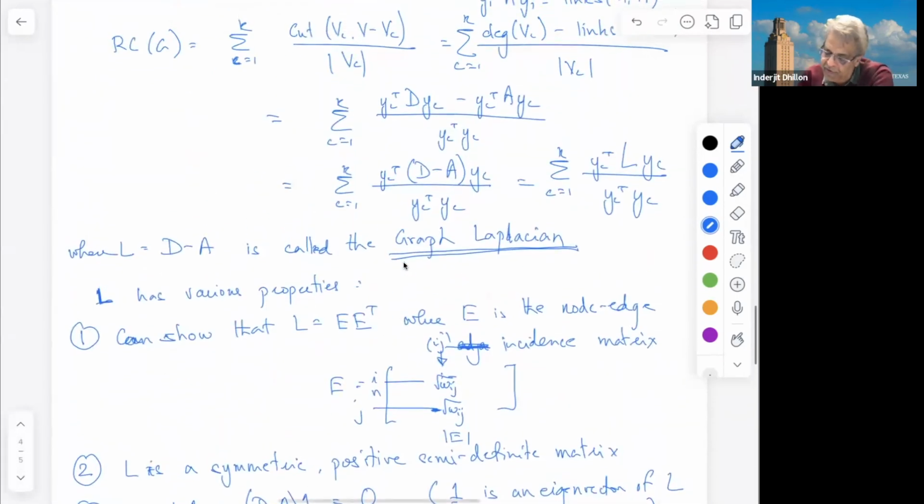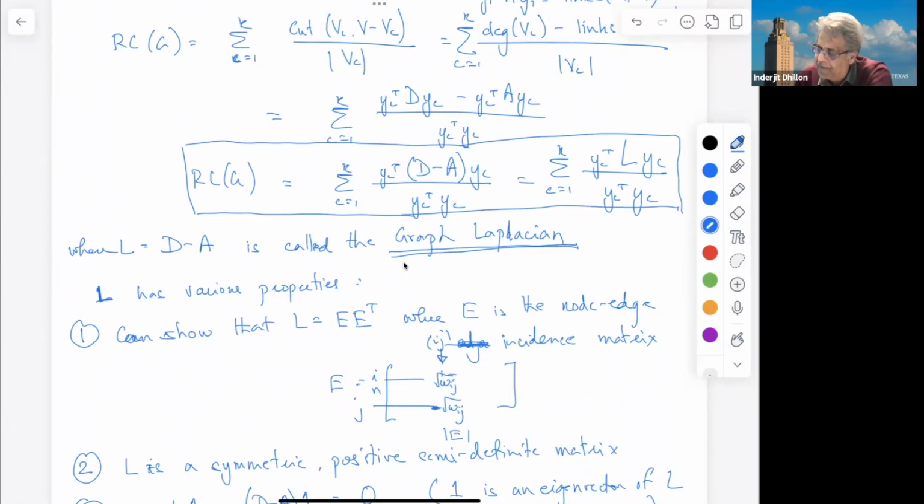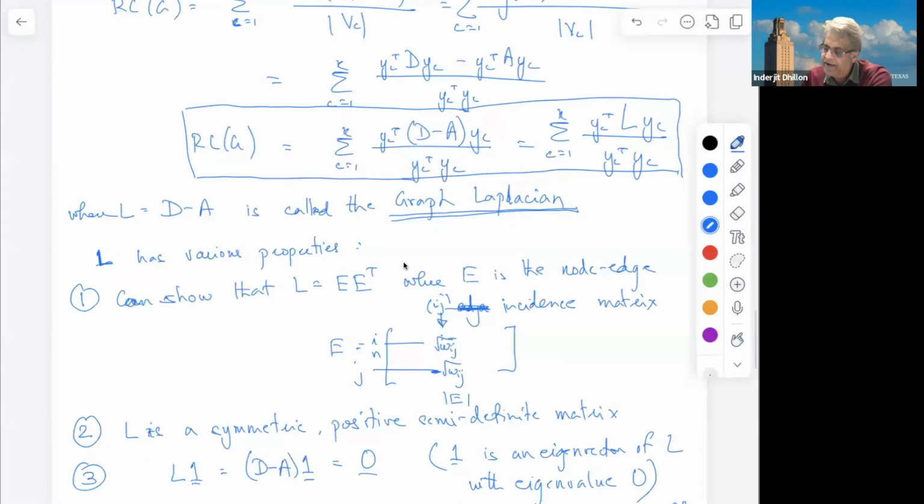So now remember that we showed the ratio cut of G. Sorry, I'm throwing probably a lot at you, but I think it's a useful thing to know the graph Laplacian, because graph analysis is an important part of machine learning. So I didn't want to ignore it. Okay, so ratio cut was equal to this.